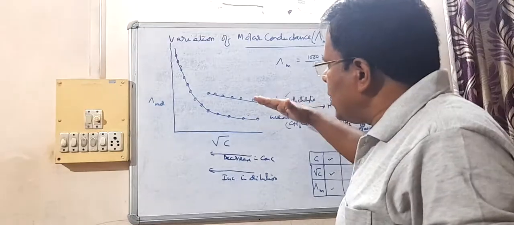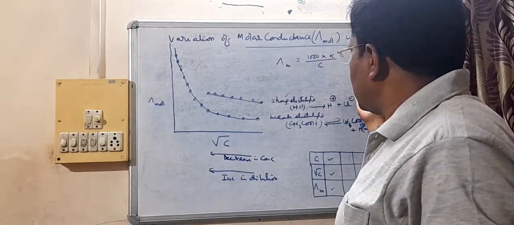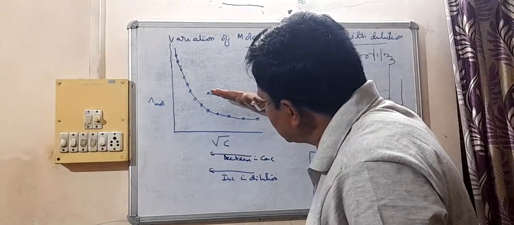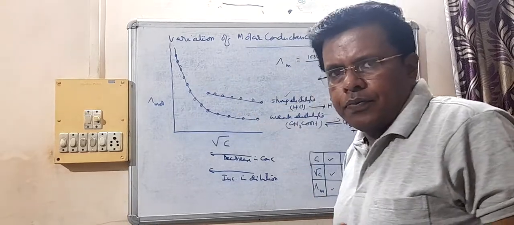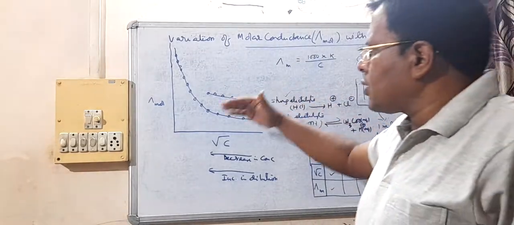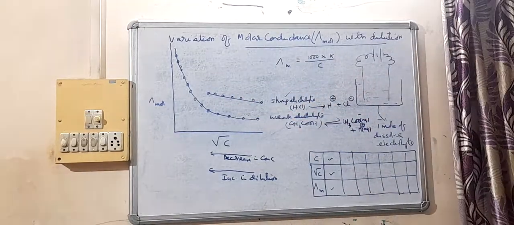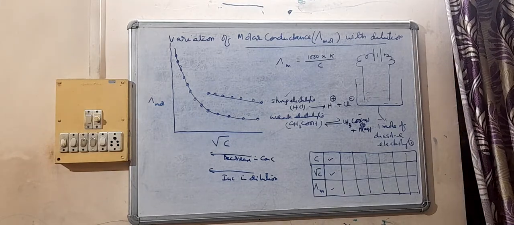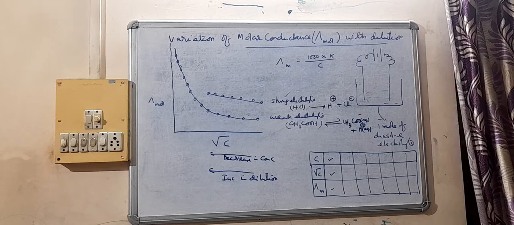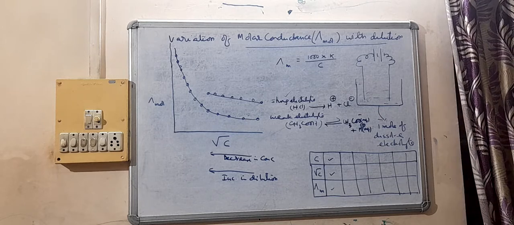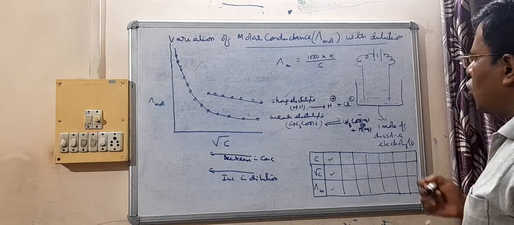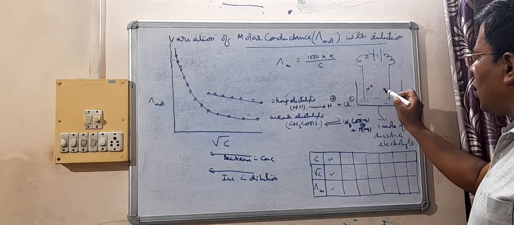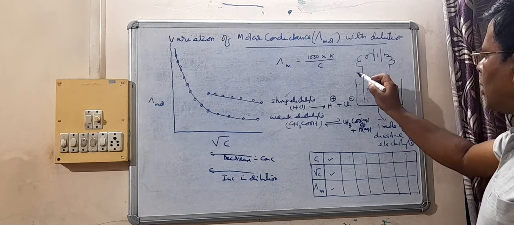Now, if the number of ions remains the same in the case of a strong electrolyte, why is there some marginal increase? Some increase is there. So how do we explain this small increase? This can be explained in this way. Suppose we have here an H⁺ ion and suppose a Cl⁻ ion.